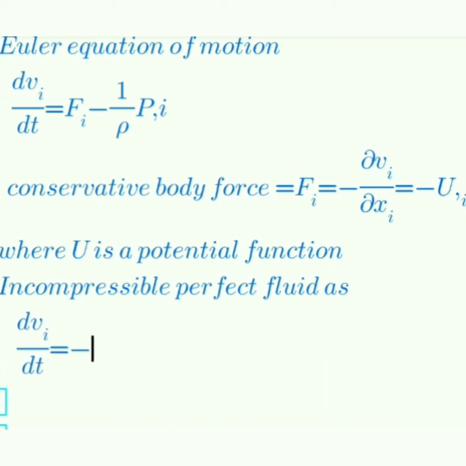Dvi divided by dt equals to minus U comma I minus 1 by rho capital P comma I. So friends, this is the total formula: minus capital U plus P by rho comma I. This is the type, friends.